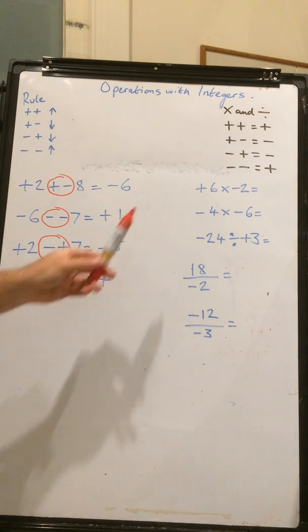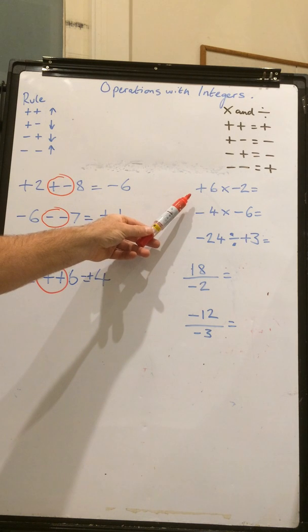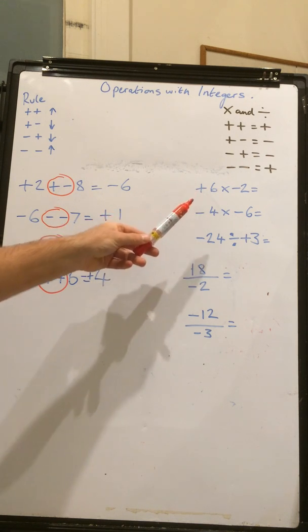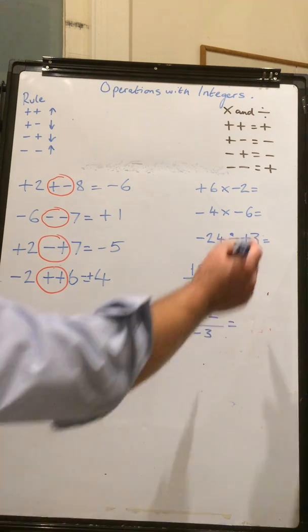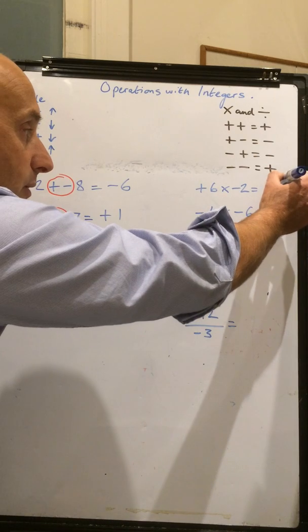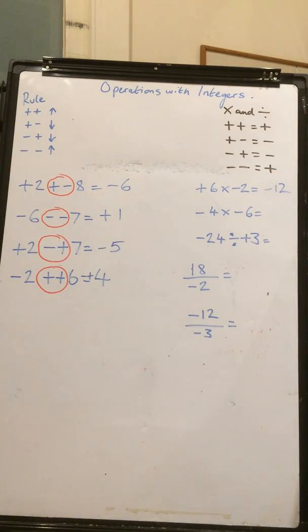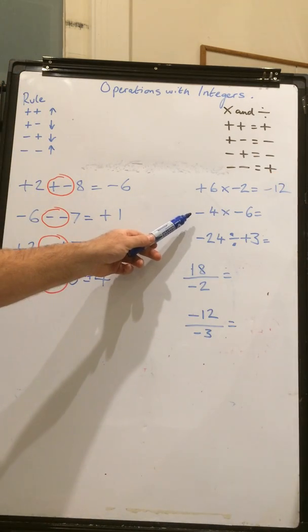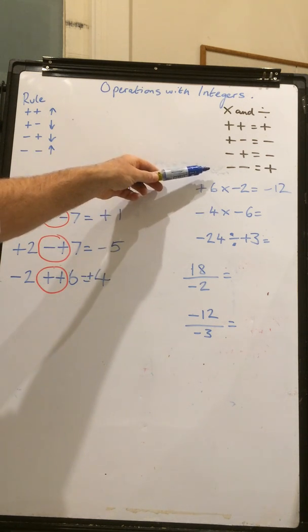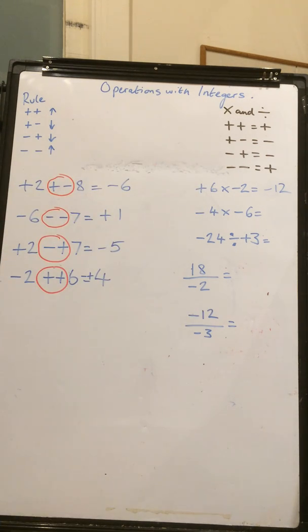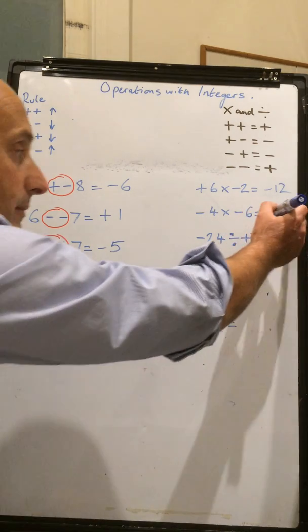So if we have a look at the first question here, positive 6 multiplied by negative 2, a positive and a negative multiply to make a negative. So this is going to give us negative 12. Likewise here, a negative multiplied by a negative, we'll look back at our rules, it's going to give us a positive. So negative 4 times negative 6 is going to give us positive 24.